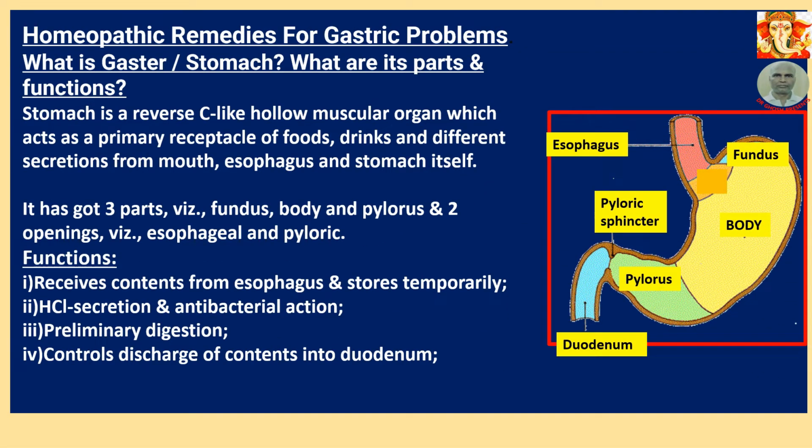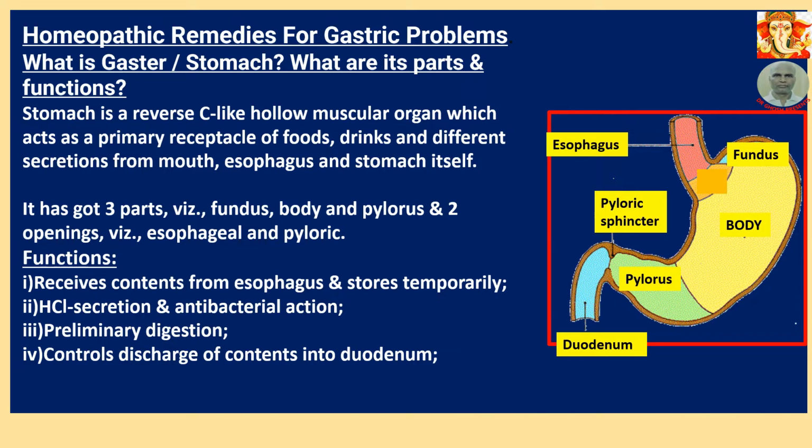Homeopathic remedies for gastric problems. What is gaster or stomach? Gaster means stomach. What are its parts and functions? The stomach is a reverse C-like hollow muscular organ which acts as a primary receptacle of foods, drinks and different secretions from the mouth, esophagus and stomach itself.